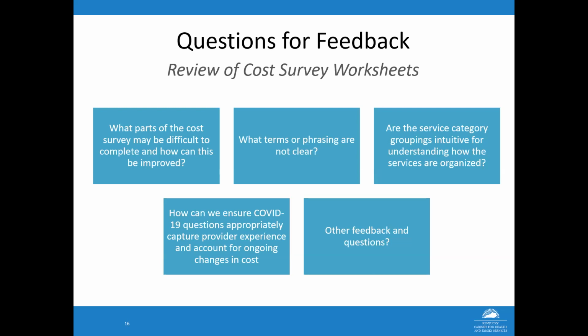as we're going through it, the kinds of things we'd like your feedback on are what parts of the survey might be really difficult to complete for providers, and what are ways that we can improve that. What terms or phrasing are not clear and might be answered in different ways if people interpret it differently. Are the service category groupings intuitive? And we'll talk about that in a lot of detail.